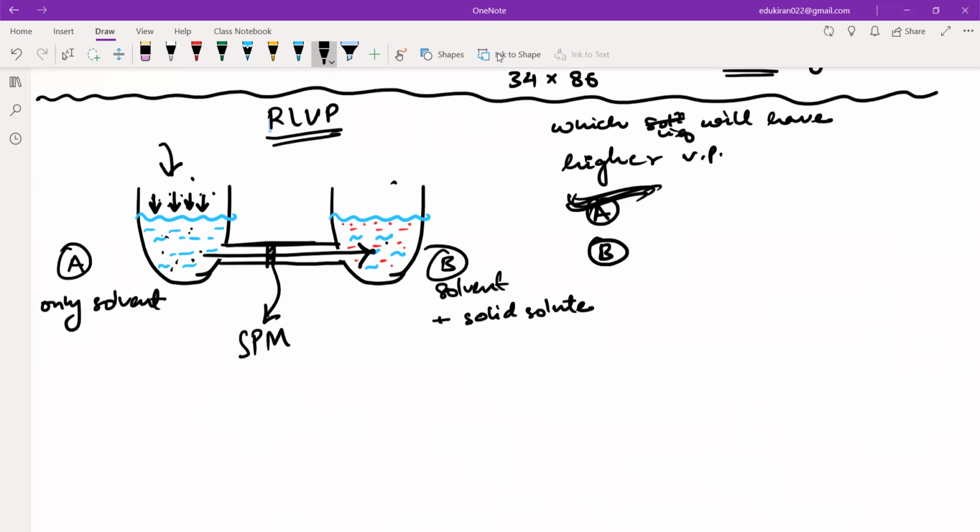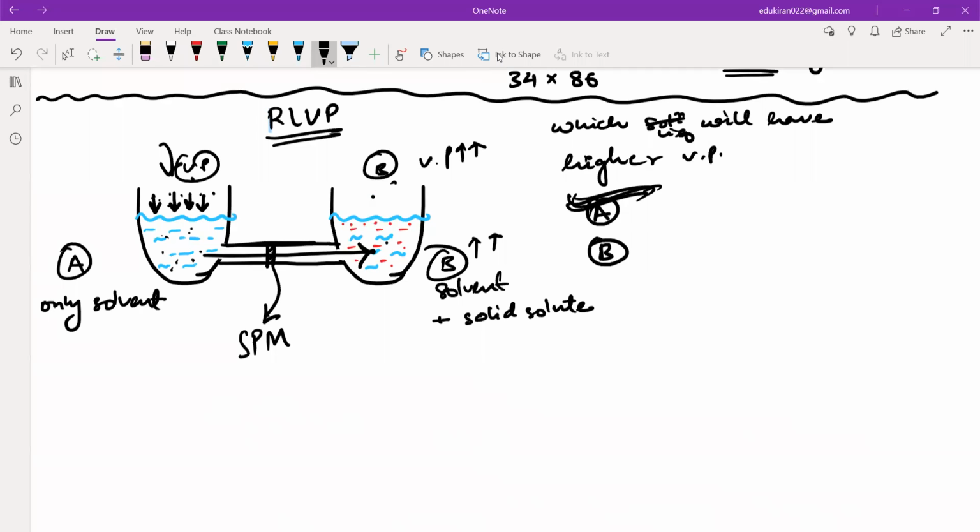Because as the amount of solvent increases in the B compartment, the vapor pressure of the B compartment will also tend to increase, right? And when the vapor pressure in the A compartment and the B compartment become equal, this flow will stop. Correct? Right. When you have imbalances of forces, things will start moving, correct? And the movement will stop only when the pressure in this compartment and the A compartment are equal.